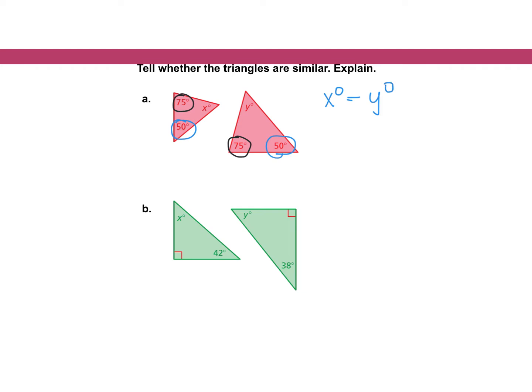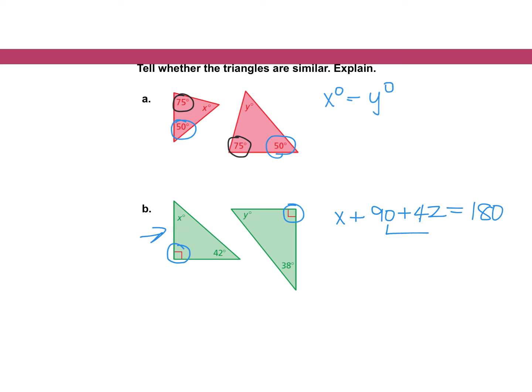Likewise, for part B, I do notice right away that I have a 90 degree angle in each of these, but now I'm going to have to see if they're similar. So what I'm going to do is look at this first triangle here. I know if I take X and add it to my 90 and add it to that 42 degree angle, these should add up to 180 degrees.